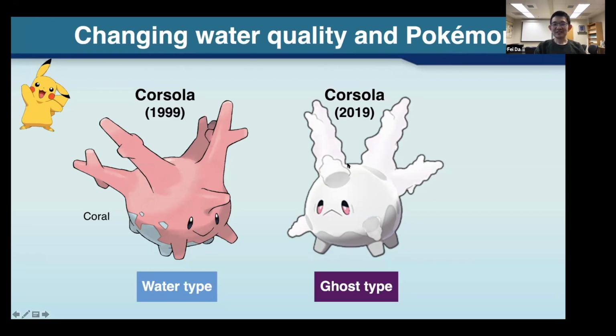However, in 2019, another species of Corsola was introduced to the game. This time it became a ghost type. The idea behind this ghost type Corsola is the loss of the world's coral reefs because of the change in water quality. The primary reasons for the loss of coral reefs are water temperature increase and also the increase in ocean acidity, both of which are related to water quality.